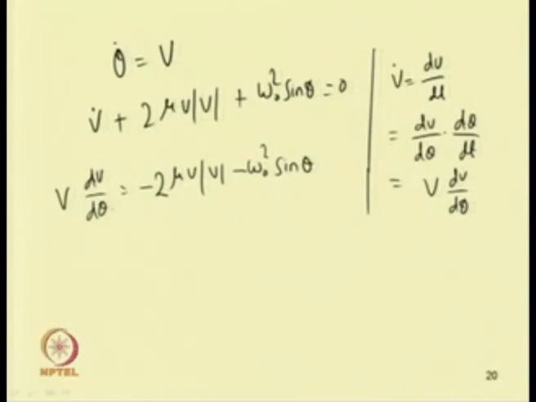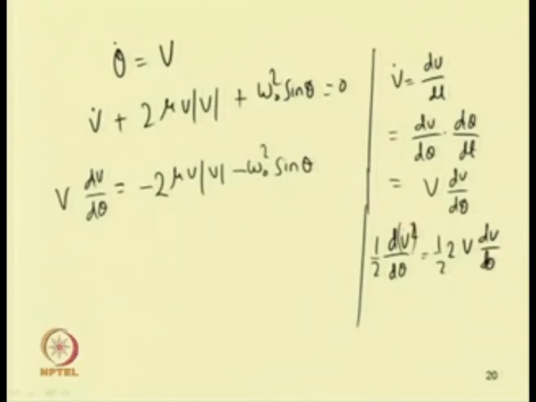So, V dV by d theta equal to minus 2 mu V multiplied by mod V minus omega 0 square sin theta. Now, V dV by d theta can be written in this form also: half d V square by d theta. That is, half d by d theta of V square equals half into 2 V into dV by d theta. So this cancels, and V dV by d theta can be written as half d V square by d theta.